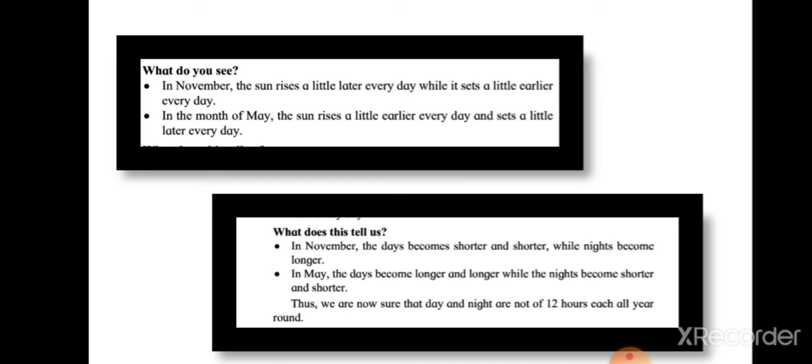What does this tell us? In November, the days become shorter and shorter, while night becomes longer. In May, the days become longer and longer, while the night becomes shorter and shorter. Thus, we are now sure that day and night are not of 12 hours each all year around.